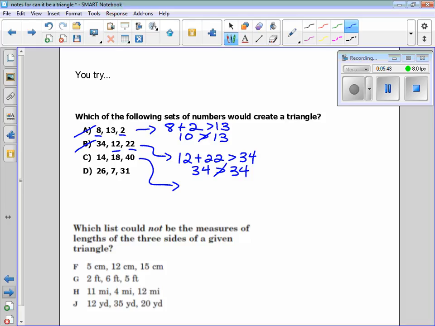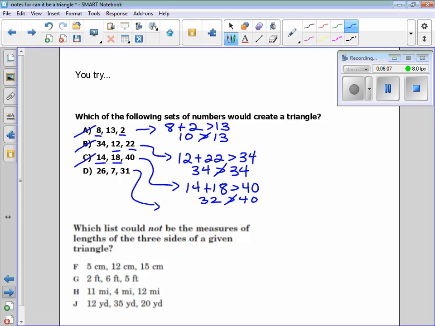Now we look at C. Smallest sides are 14 and 18. Add 14 and 18, has to be greater than 40. 14 plus 18 is 32. 32 is not greater than 40, so C is not our answer.